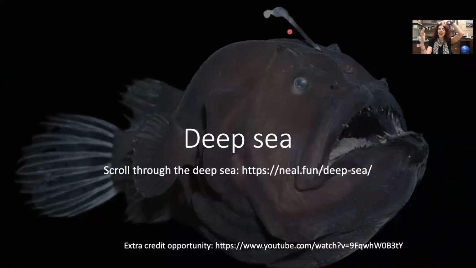Unbeknownst to that prey item, though, what's holding that lure is something that's going to eat it right up. And so this is one of the many pretty weird creatures that inhabit the deep sea.